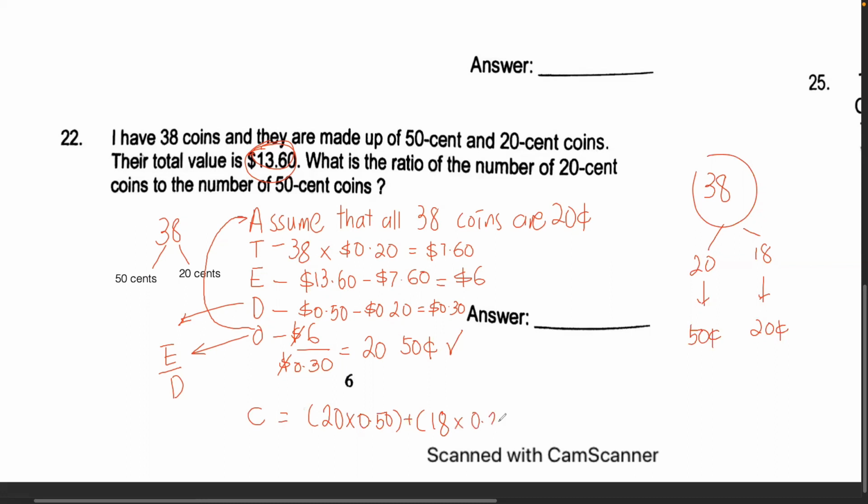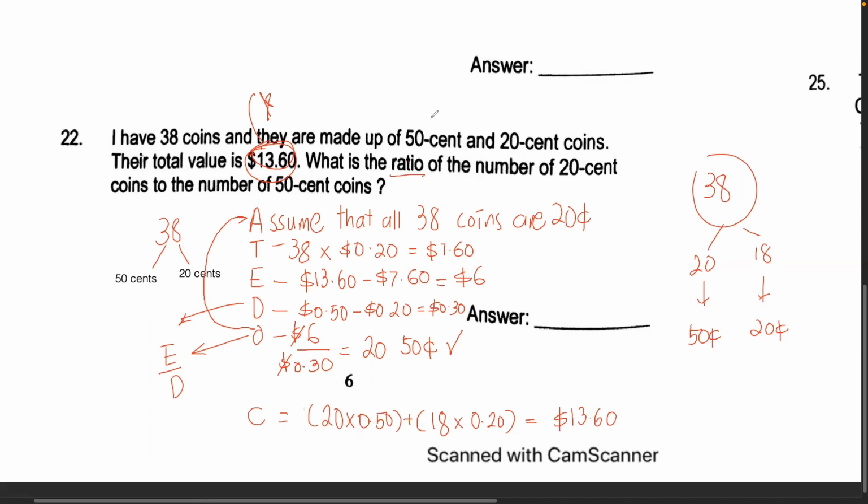18 times 20 cents, and then we see whether our answer brings us back to the value of $13.60. So 20 times 50 cents plus 18 times 20 cents. You get the same value that the question has given you, which is $13.60. Okay, so is that your answer? No, the answer is this.